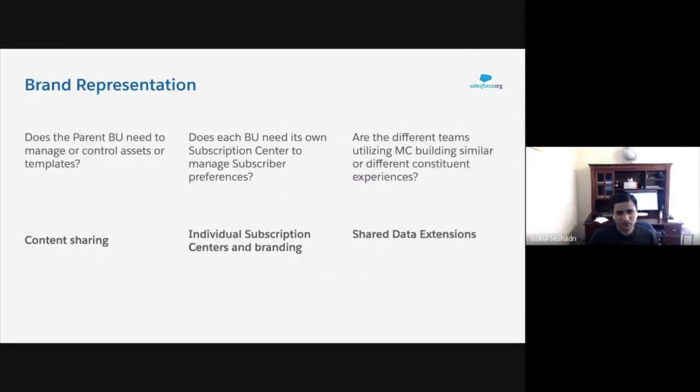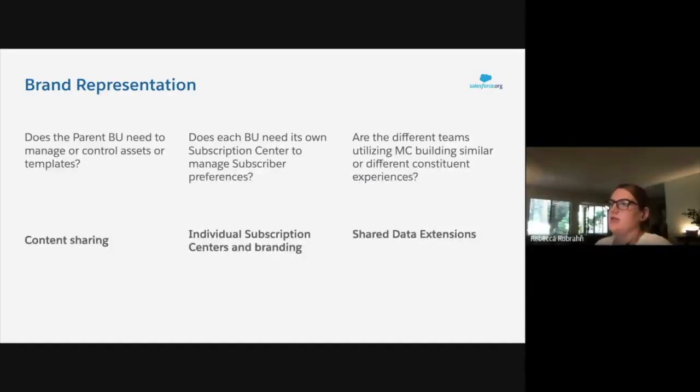Great. So in terms of brand representation, when considering business units, certainly a hierarchy in utilizing different business units does have the ability for an organization to either unify all brands, divisions, departments under one organization, or it gives the organization the ability to effectively manage and organize the different brands.